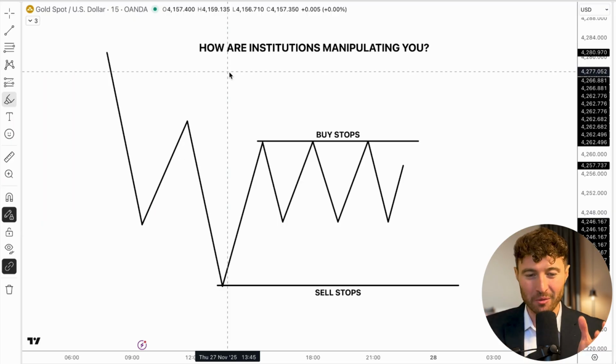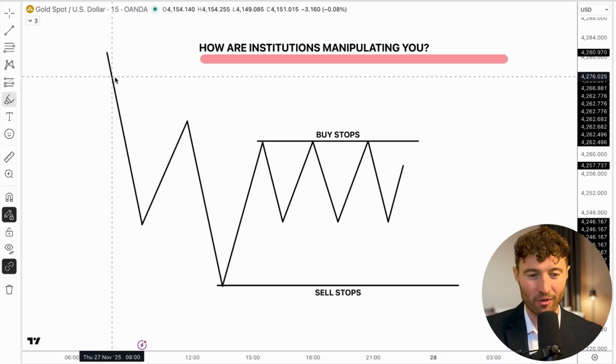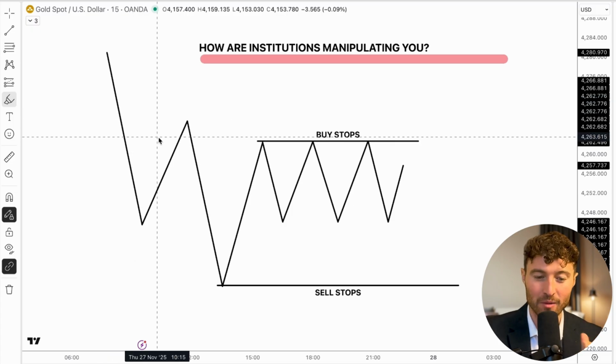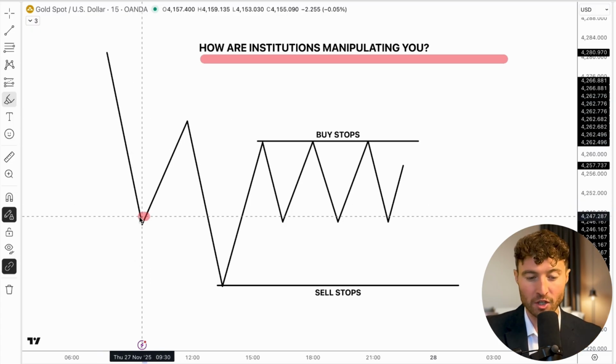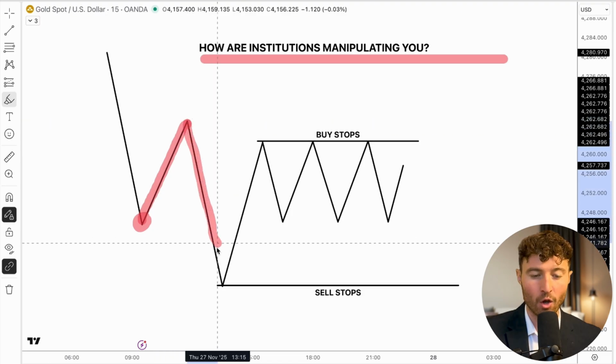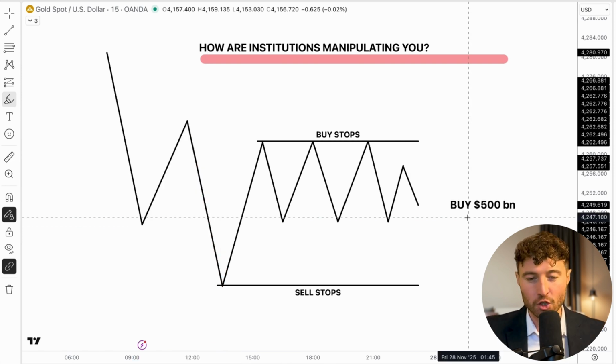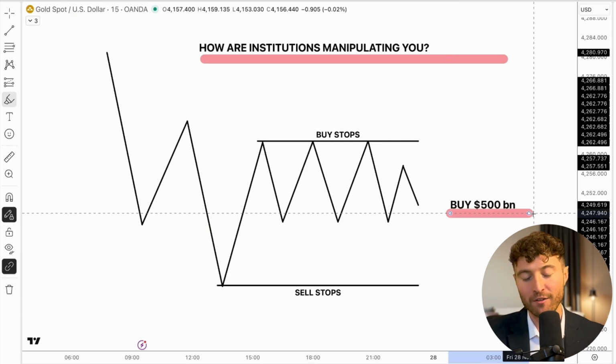Okay, so the first thing to understand is how are institutions manipulating you? Let's take this market right here and say that this is a sell bias market. You can see we have this low in the market, followed by a pullback in price, followed by a lower low in price right here, breaking structure to the downside, indicating that bearish momentum is in control of this market. Imagine there's a big institution, a big entity, or a bigger player in the market that wants to buy $500 billion of this market right here.